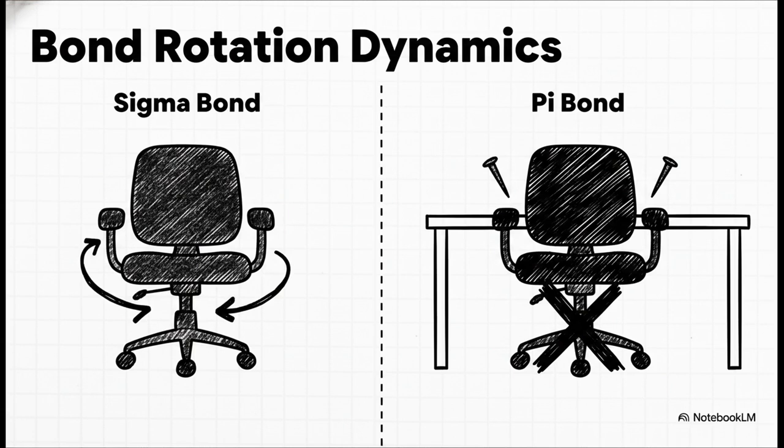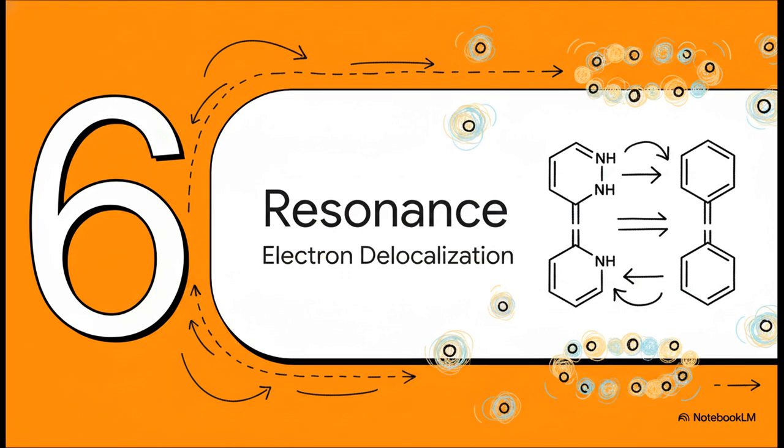If you try to rotate a multiple bond, you drastically decrease that crucial side-by-side orbital overlap, effectively snapping and breaking the pi bond entirely. So molecules with multiple bonds essentially trade rotational flexibility for extreme strength and planar rigidity. Section 6. Resonance and electron delocalization.